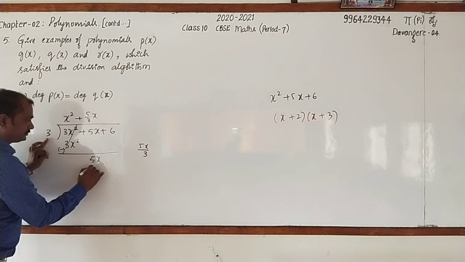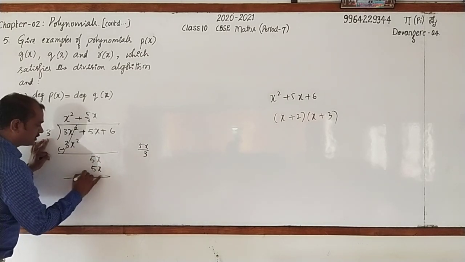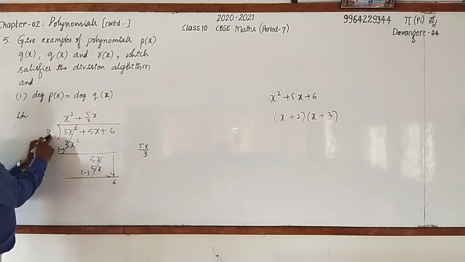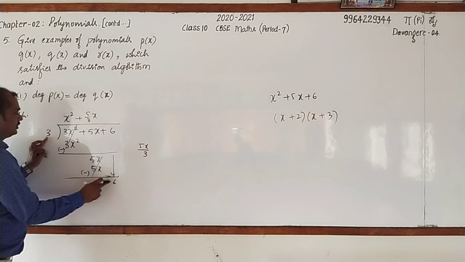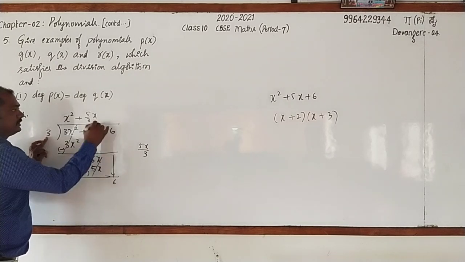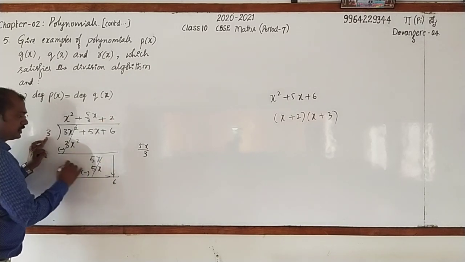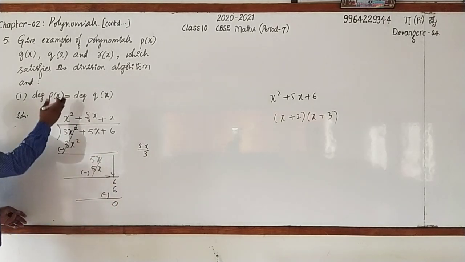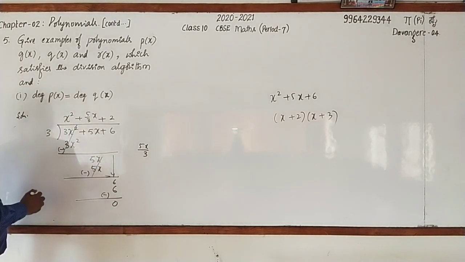5 by 3 into x into 3, it is 5x only. Then change the sign. Minus, get cancelled. Carry down 6. What should be multiplied with 3 to get 6? It is 3 2s are 6. What is the remainder? 0. See, it satisfies the division algorithm.